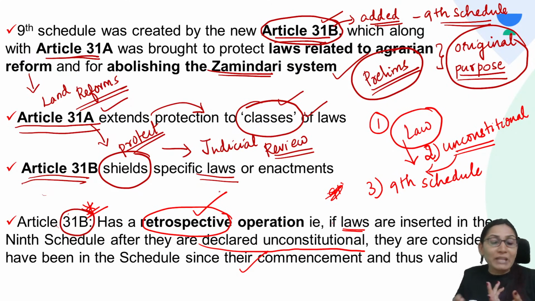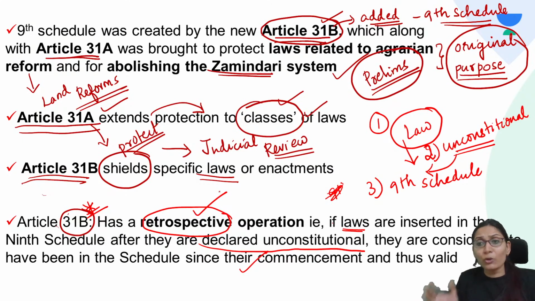Retrospective means that the law has already been passed by the parliament, and the Supreme Court has already declared it unconstitutional. What the government or the parliament is doing is putting the unconstitutional law into the 9th schedule, making it valid. We cannot say constitutional, because it is already unconstitutional as it is against some of the constitutional principles. Just to make it valid, they are putting it into the 9th schedule. This is why Article 31B is called a retrospective operation.